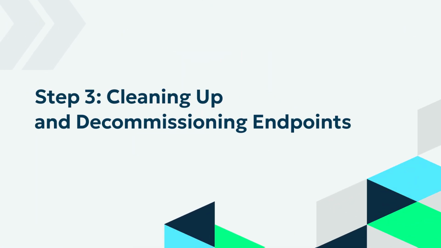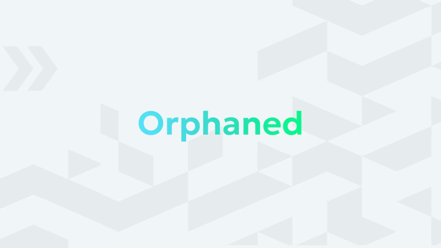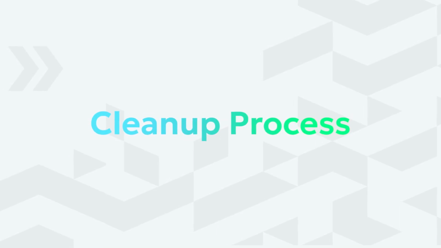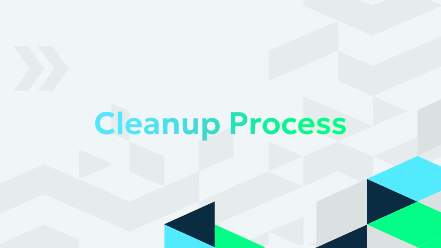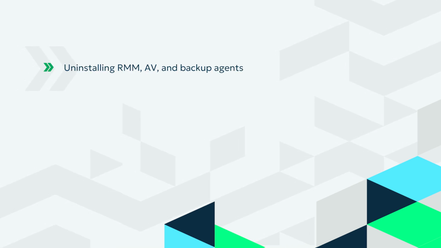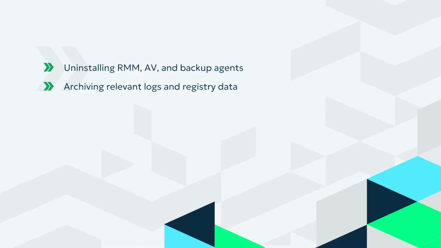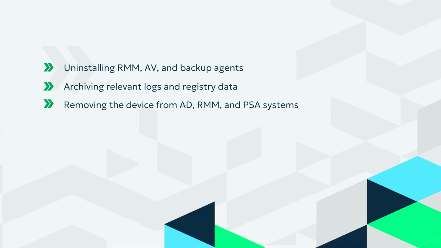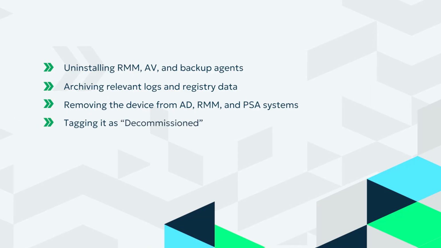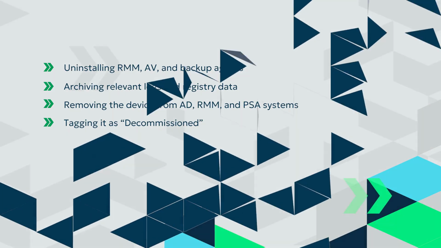Step 3. Cleaning up and decommissioning endpoints. Once an endpoint is confirmed as orphaned, follow a consistent cleanup process. Generally, this involves uninstalling RMM, AV, and backup agents, archiving relevant logs and registry data, removing the device from AD, RMM, and PSA systems, tagging it as decommissioned. Documenting this process ensures consistency across tenants.